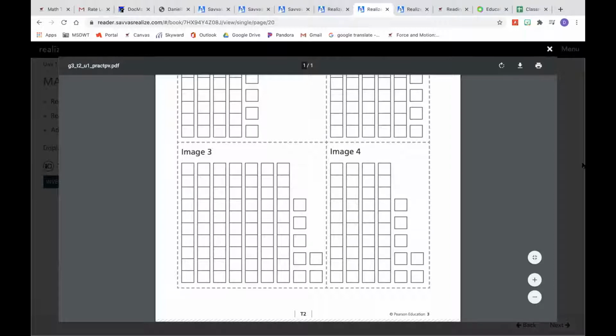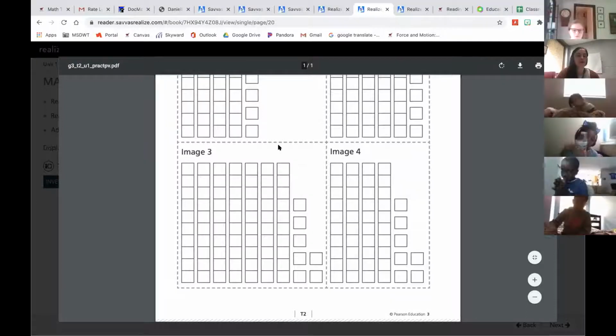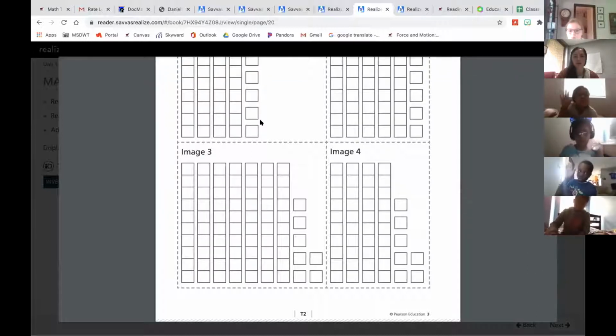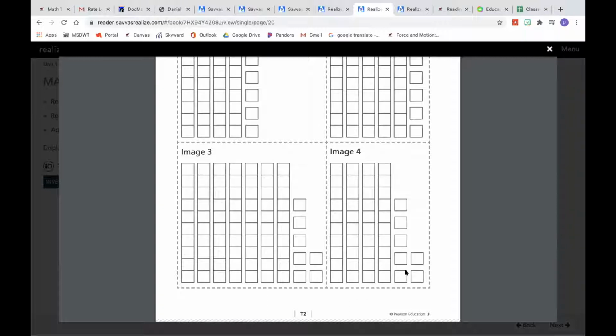All right. So who wants to go over real quick how they got number 4? Kweku, how did you get number 4? First of all, tell us what number 4 is. 47. Perfect. Okay, how did you do that? Count by tens again. All right, can you do that? I'm going to point, you count.